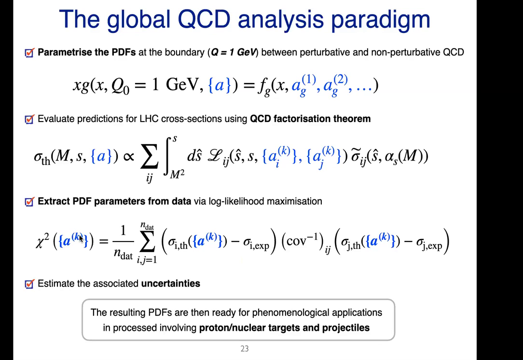And then one has to account for the various uncertainties, which is a topic by itself. The key point is that once you have this, the PDFs, so with this model for the PDF with the parameters tuned to the data, is ready for applications for any process that involves proton or nuclear targets and projectiles, because PDFs are universal. Once I determine them, I can use them for any other process that involves high energy scattering with protons or with nuclei.